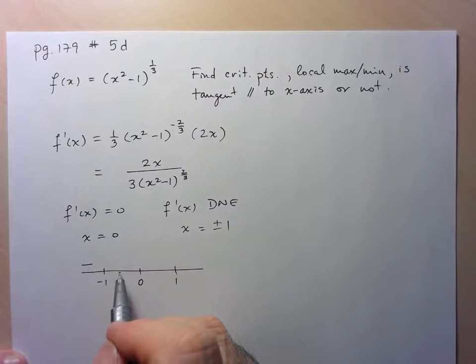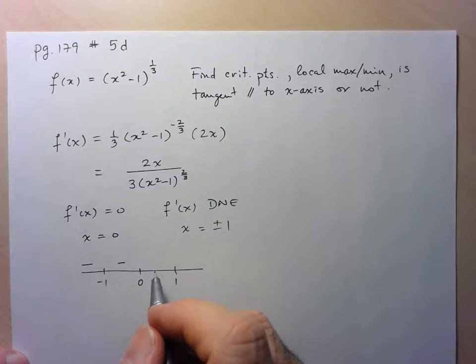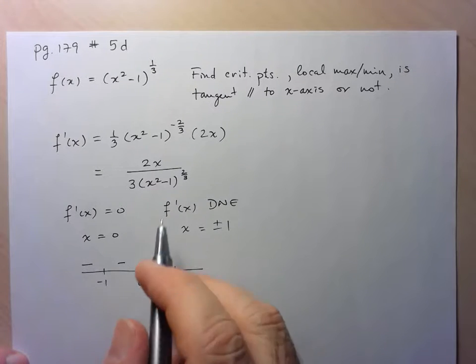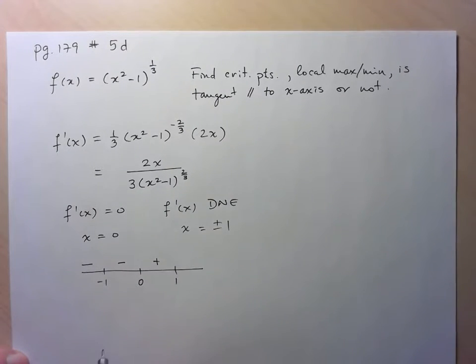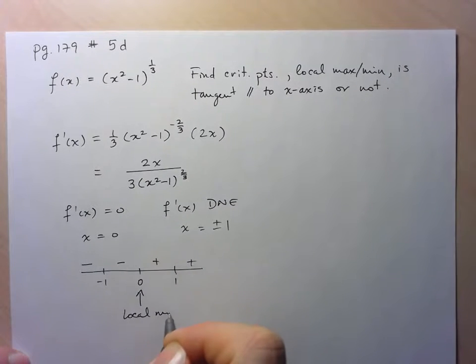If I put in -0.5, the numerator is negative, so the whole thing is negative. If x is 0.5, the numerator is positive, so the whole thing is positive. If I put x equals 2, the numerator is positive, and the whole thing is positive. I notice that this is the only value at which I have a local extremum, and because I'm going from decreasing to increasing, it's going to be a local min. At -1 and +1, I do not have a local extremum.